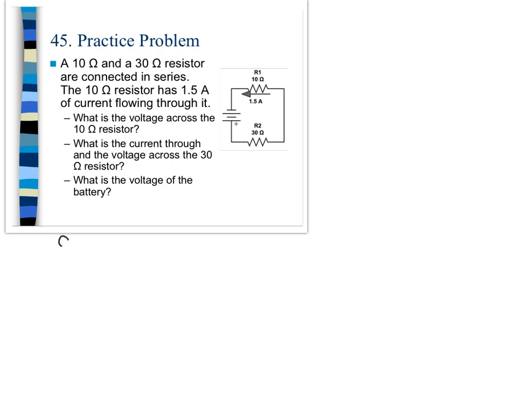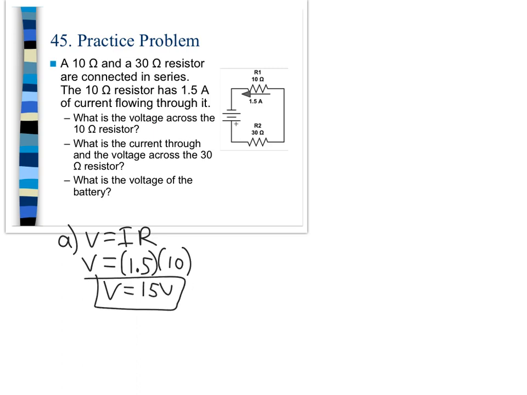And so for that one, I'm just going to use Ohm's law. I know the current is 1.5 amps. The resistance is 10 ohms, so my voltage is going to be 15 volts. And I'm going to go ahead and label that just because I think it's nice to have that information right there, particularly when we're doing these circuit analysis problems.